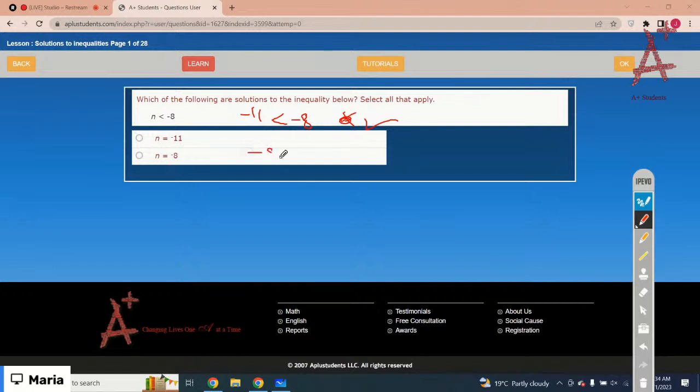Let's check the second one. Negative 8 is less than negative 8? No, they are equal. Got it? So option number 1 is the correct one. N equals negative 1. Negative 1 is less than negative 8? No. So the correct option is the first one, negative 11.